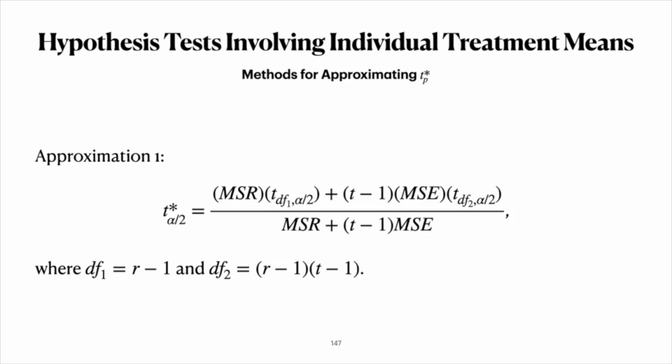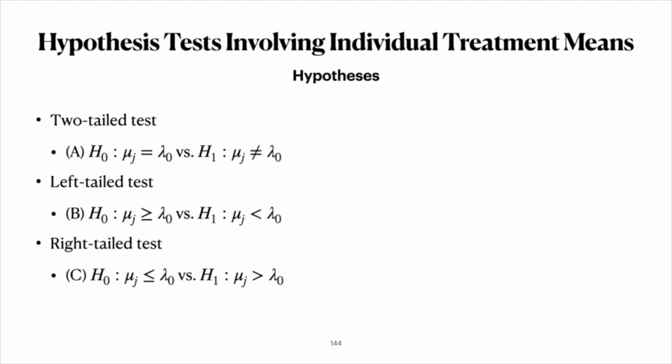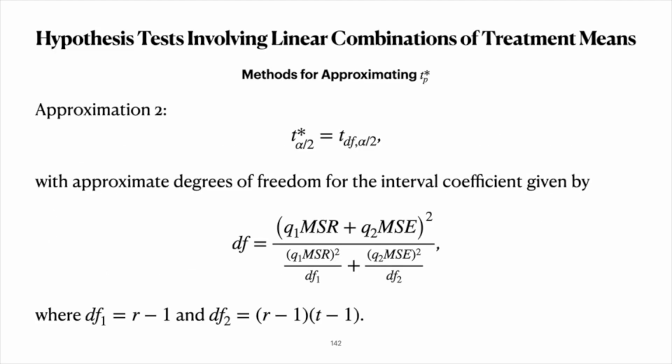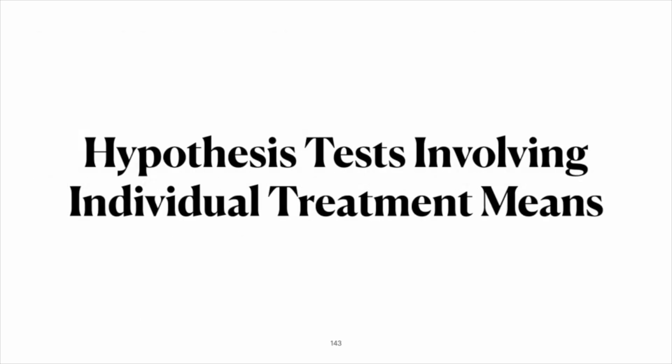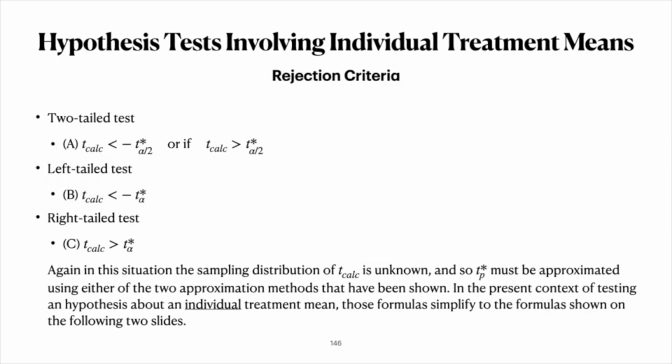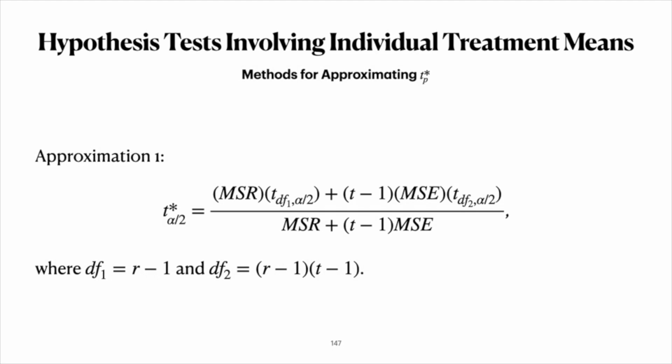If we're testing hypotheses involving non-contrast linear combinations of more than one treatment mean, then we would need to go ahead and use these general formulas. You could also use these formulas if you're testing hypotheses about one treatment mean. If you do, you would get the same value that you would get if you use the simplified formulas. But I'm just providing the simplified formulas in these slides down here to show you that they do simplify a little bit, and it may make it easier for you to calculate.